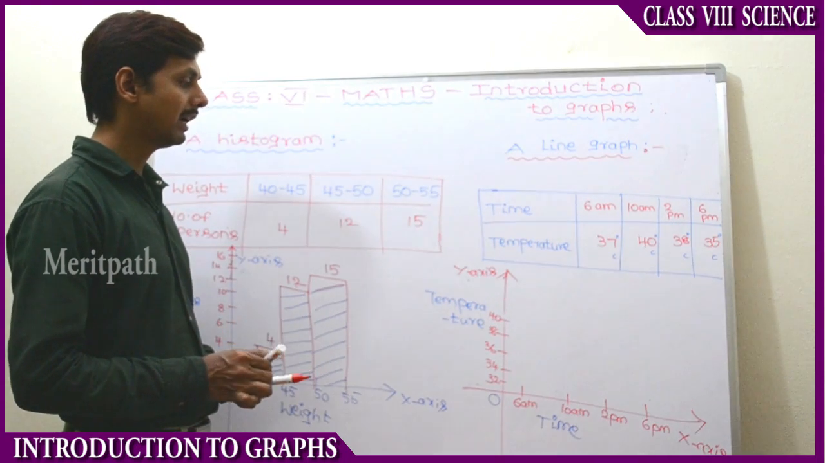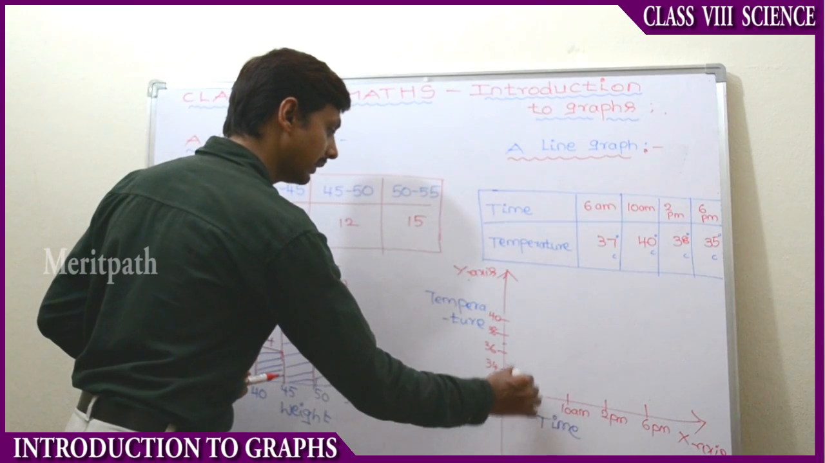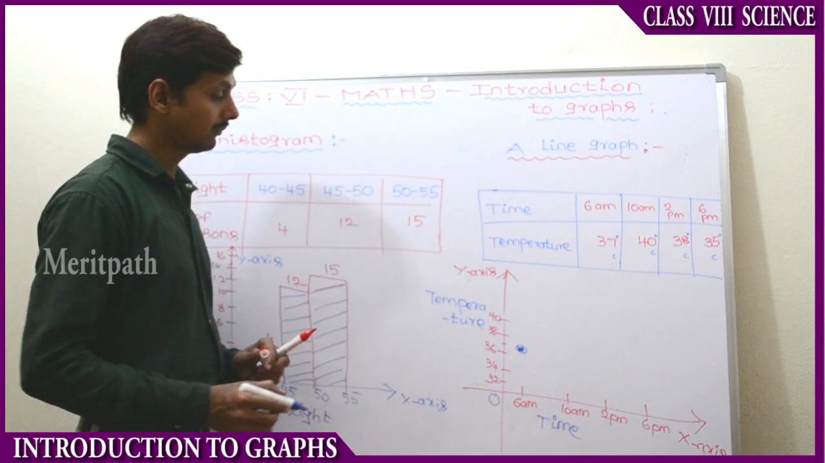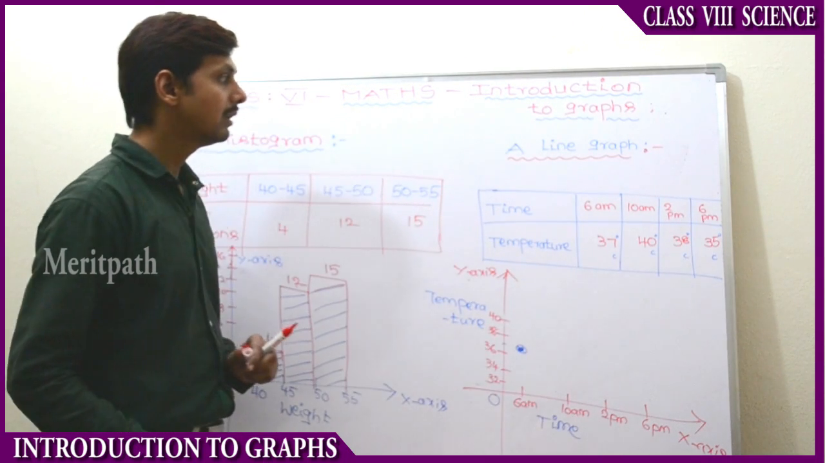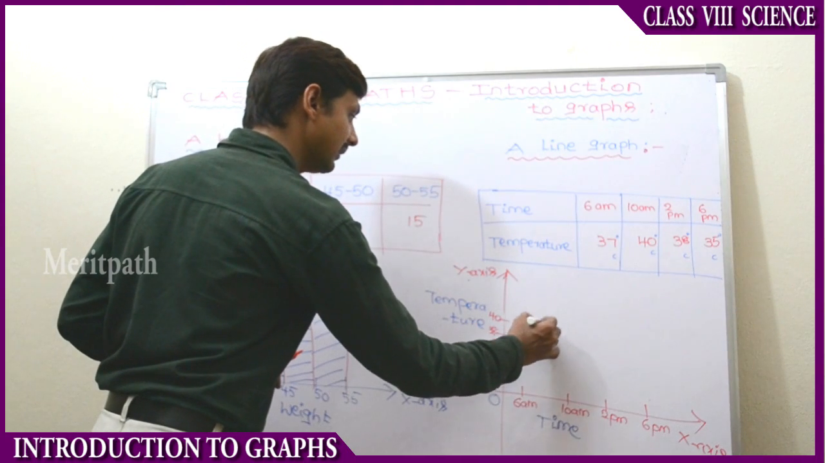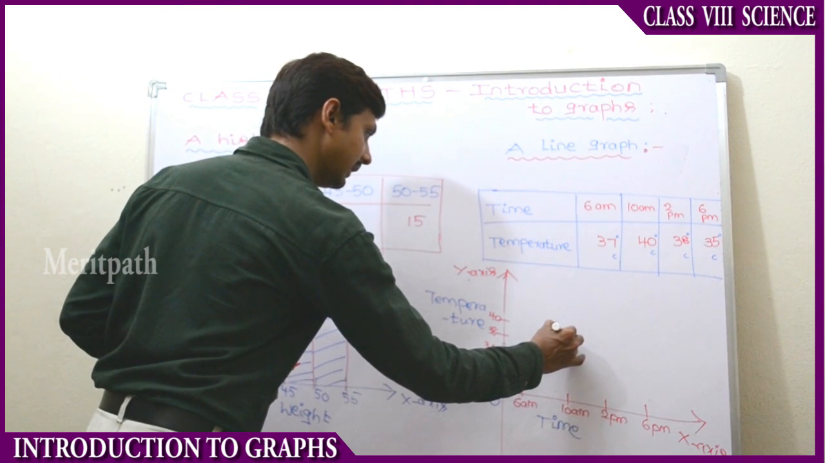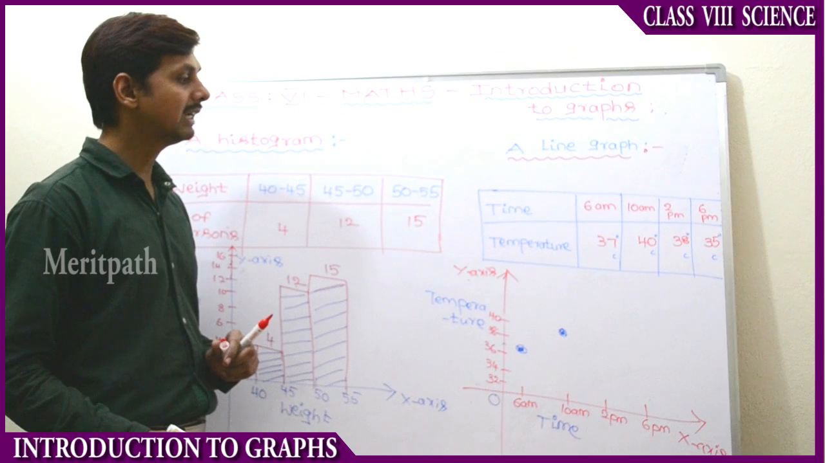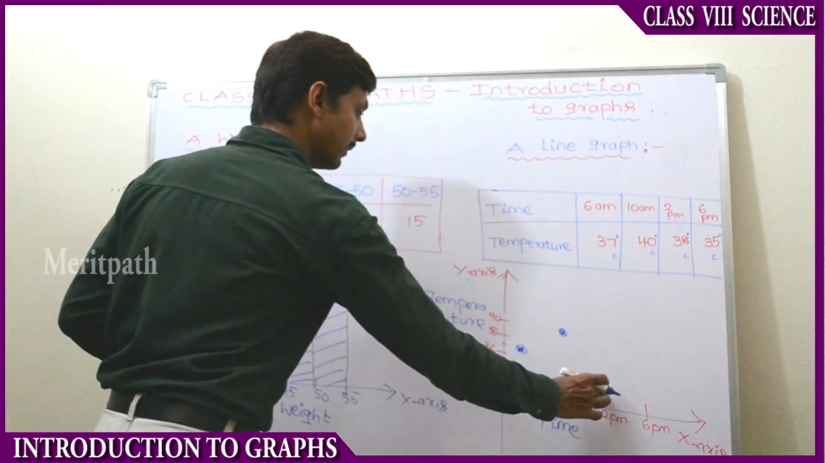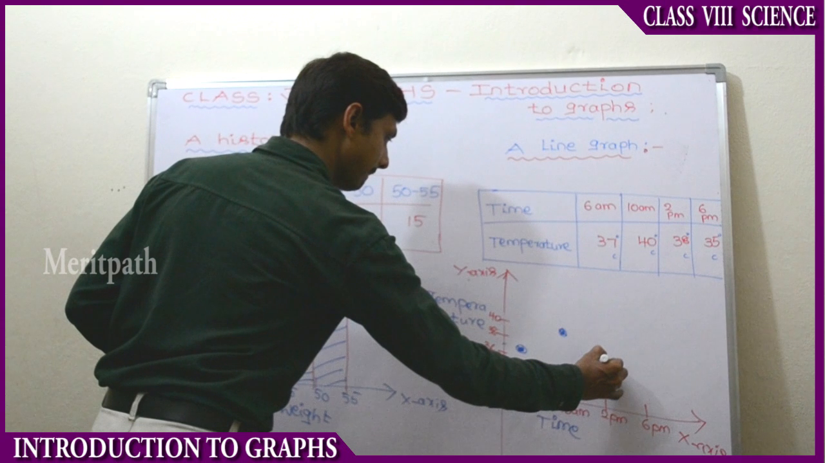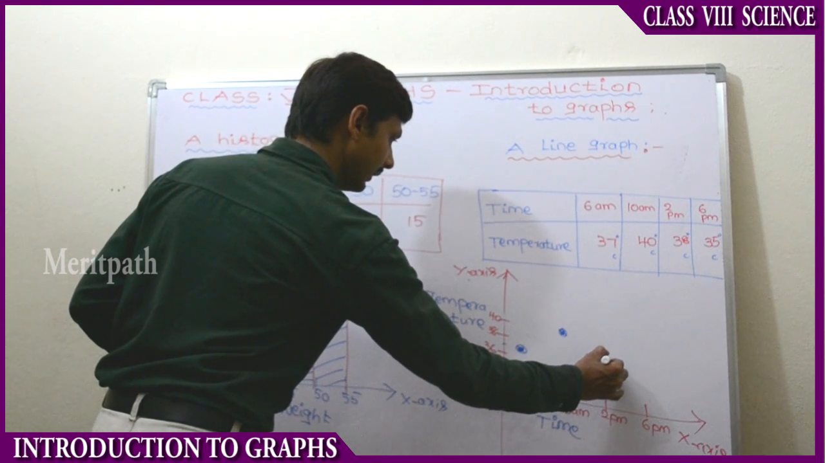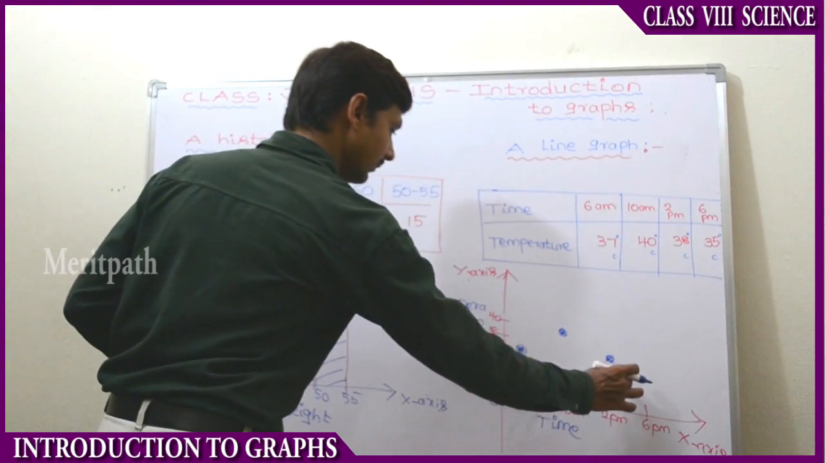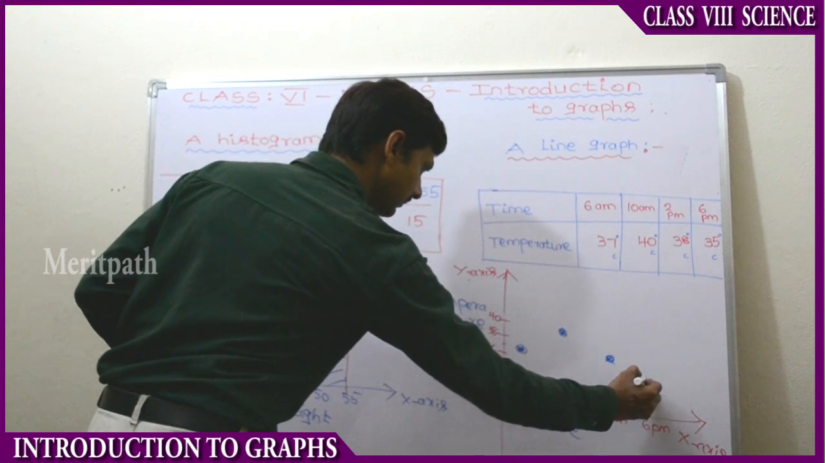So at 6 a.m. it is 37 degrees centigrade. Let's mark a point there. At 10 a.m. it is 40 degrees, so mark this point there. 38 degrees at 2 p.m. comes here. And at 6 p.m. it's 35 degrees, so mark 35 at 6 p.m.